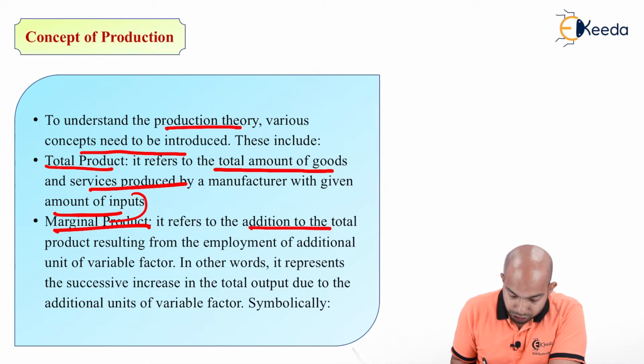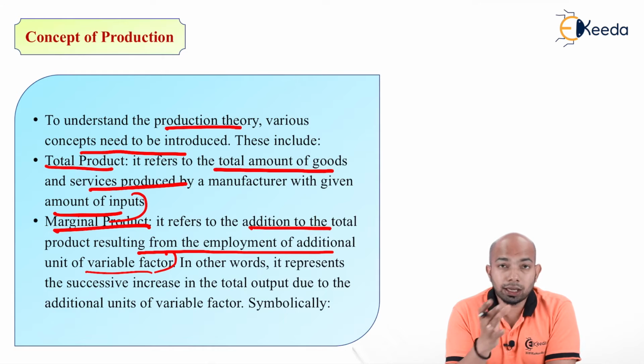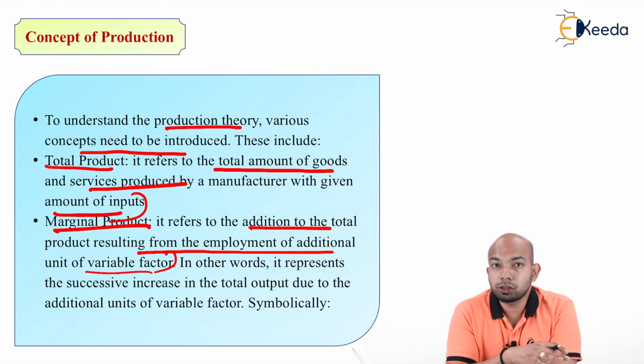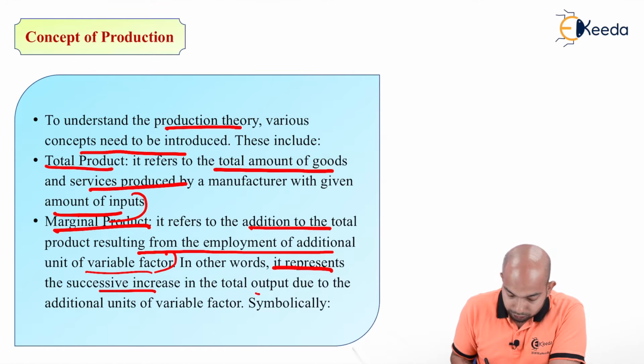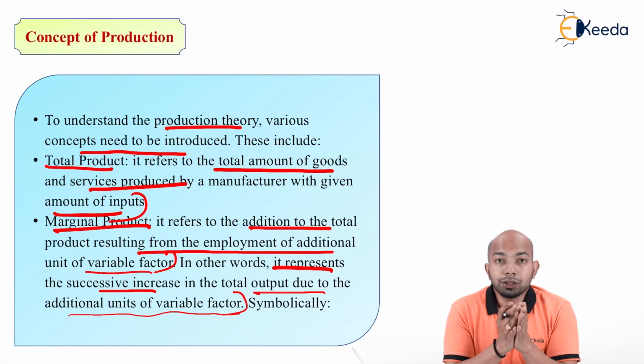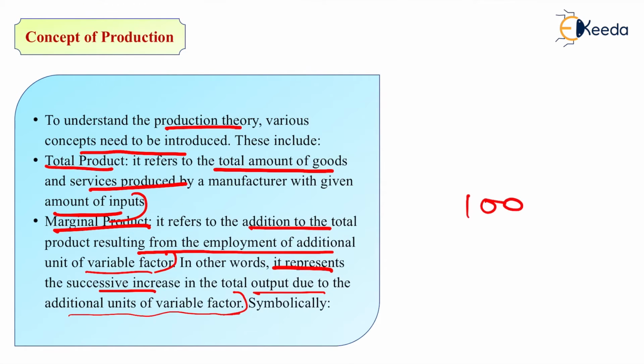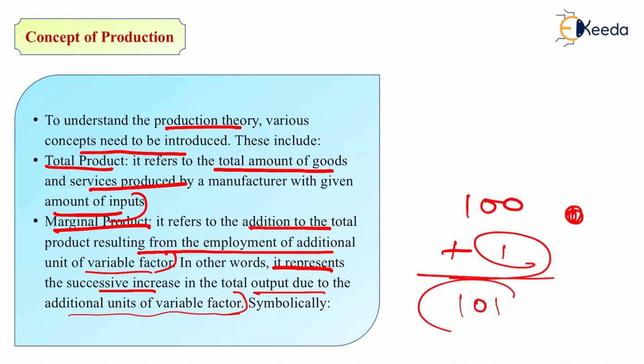It refers to the addition to the total product resulting from the employment of additional units of a variable factor. So the additional unit that is created after the total product is known as the marginal product here, with the usage of the additional factors of production that we have used here. In other words, it represents the successive increase in the total output due to the additional units of the variable factor. So if 100 units have already been produced and you have produced one more unit using the additional factors of production, total production will increase from 100 to 101. This will be called the marginal product here.